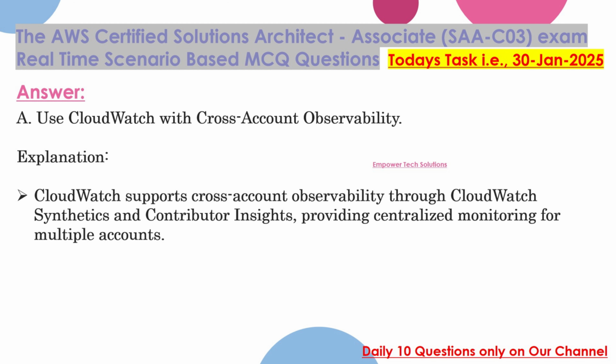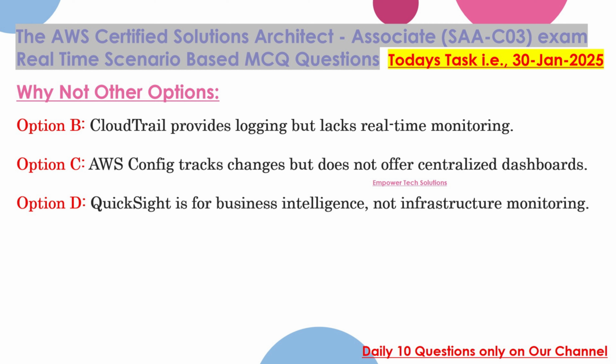Correct answer: A. Use CloudWatch with cross-account observability. Explanation: CloudWatch supports cross-account observability through CloudWatch synthetics and contributor insights, providing centralized monitoring for multiple accounts. Why not other options? Option B, CloudTrail provides logging but lacks real-time monitoring. Option C, AWS Config tracks changes but does not offer centralized dashboards. Option D, QuickSight is for business intelligence, not infrastructure monitoring.